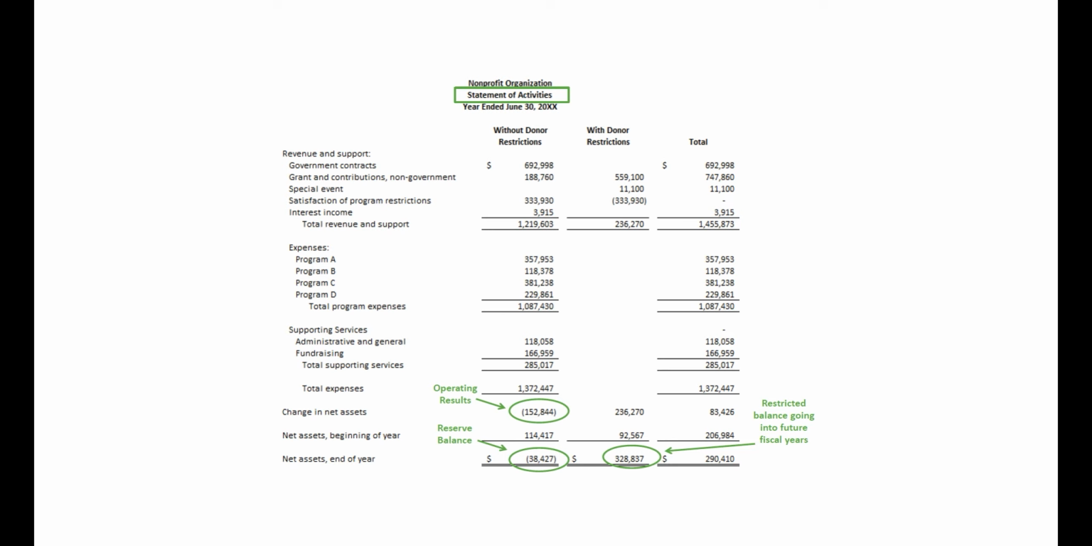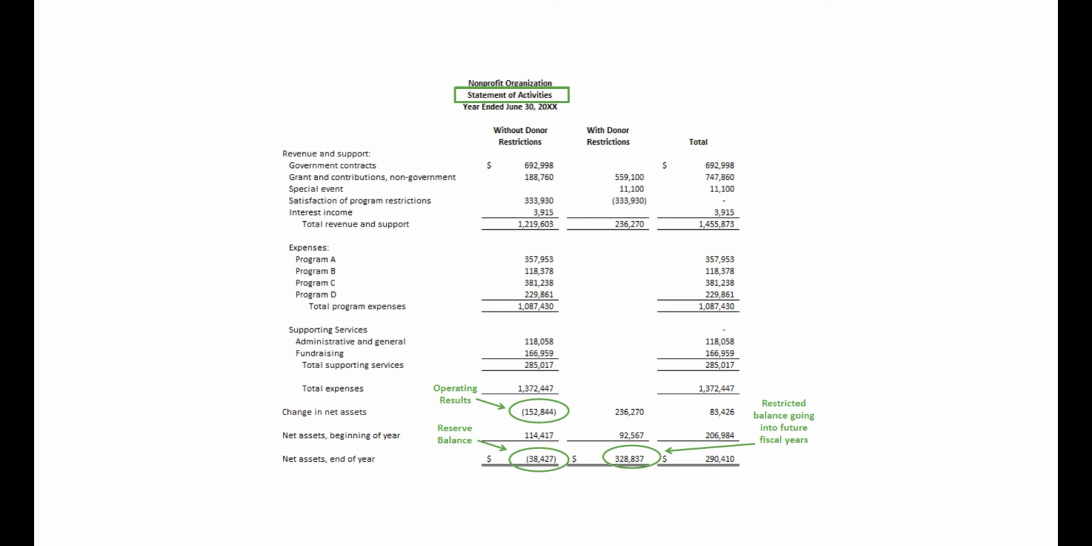This particular statement is by functional classification, meaning the expenses are by programs and then by management in general and other. The statement is also showing an operating line, change in net assets, which is called operating results here. And you can see that in this particular year, the operating results were not so good, right? They're overdrawn. They had more expenses than revenue. And so that's something to consider when you're looking at these financial statements.